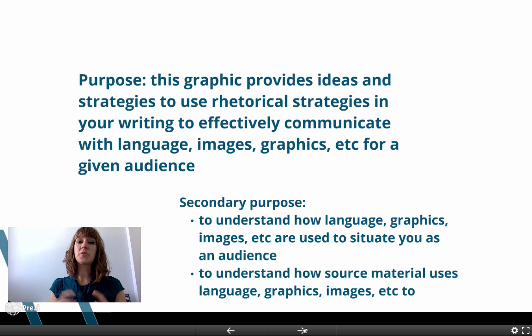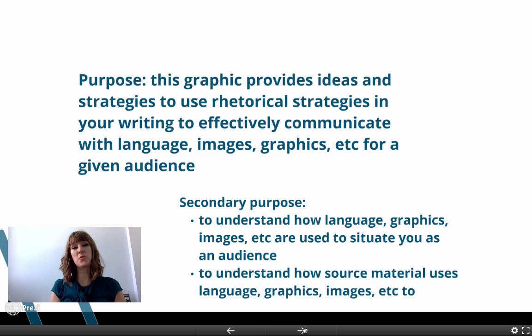The goal is to effectively communicate using language, images, graphics, and more for a given audience, with the understanding that there's not always one direct audience. So I, as your English professor, am one kind of audience, but your biology professor is a different kind of audience with different textual, language, image, and graphic needs that you need to communicate to slightly differently or significantly differently depending on the particular topic.